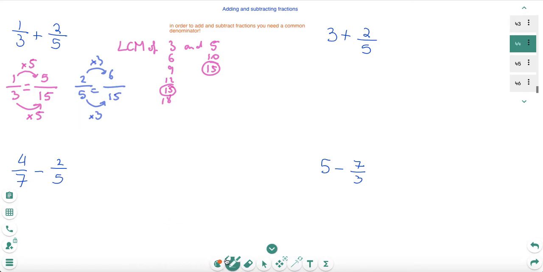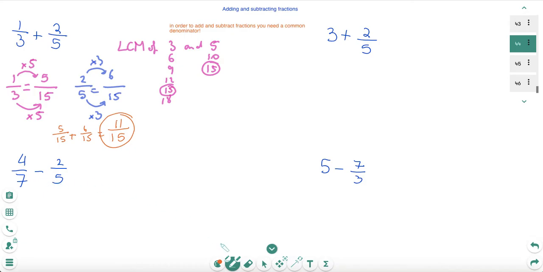We can add up our fractions. So 5/15 plus 6/15. It's really easy to add fractions with the same denominator. We're just going to add the numerators. So 5 plus 6 is 11, and our denominator stays the same. And that is your answer, 11/15. Same thing here. If you add or subtract fractions, you need a common denominator.